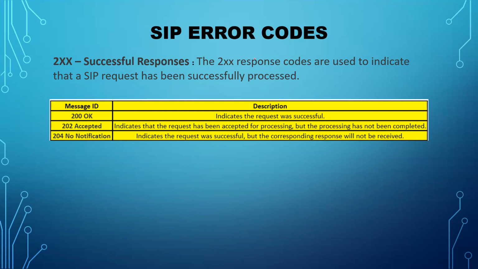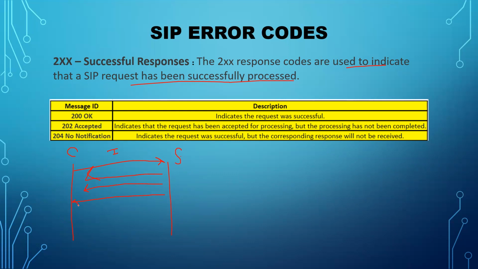Then we have 2xx successful responses. What does this mean? 2xx response codes are used to indicate that a SIP request has been successfully processed. Why is it saying successfully processed? Let's suppose this one is the server, let me just write it down, server, and this is your client. So first there will be an INVITE message from client to server, right? And then your server will send 100 Trying, then the server will send 180 Ringing or 183, and then you will get a 200 OK message. That 200 OK means your request is successful.